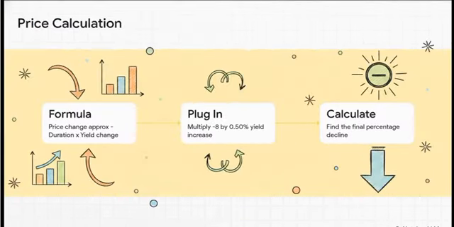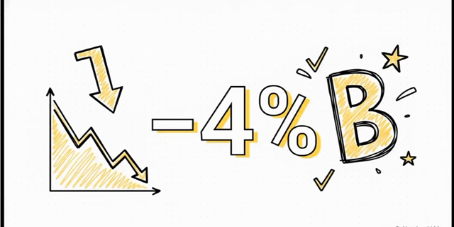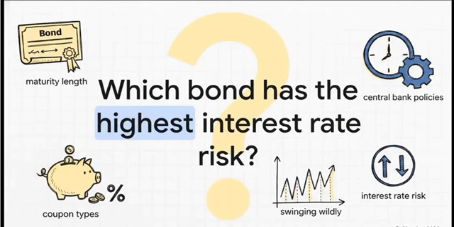Well, let's break this down sequentially so we don't get overwhelmed. First, because rates went up, we know for sure the price must go down. We can instantly throw out any increase options. Next, we grab our formula. We take our negative duration of 8, multiply it by the 0.50% yield increase, and we've got our answer. And there it is, a 4% decline. So the correct answer is B. If you nailed that, you're successfully applying the modified duration formula. Great job.